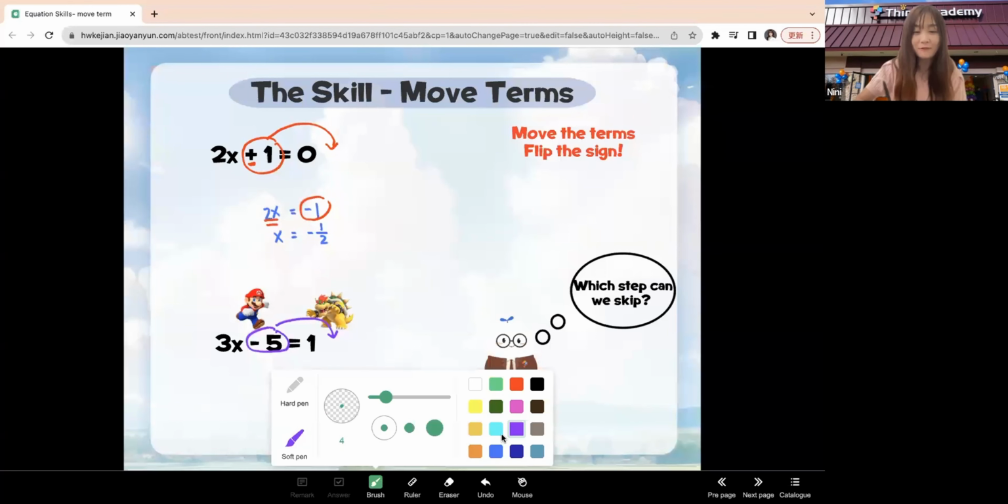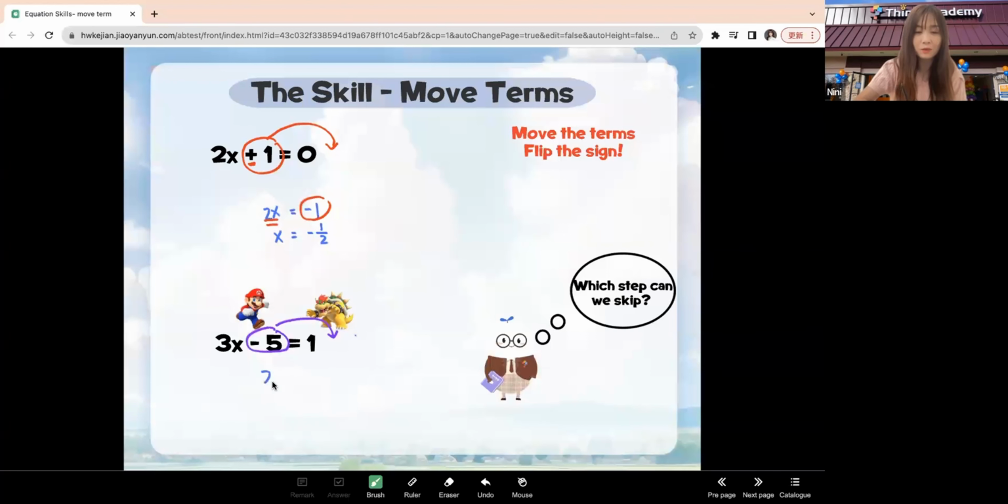Okay, therefore, guys, in future, if you see any terms that you need to move, you can just think about this story. Because negative 5 betrays its original team, it has to change its mind into the opposite sign and become plus 5. So we have 3x on the left and 6 on the right. And we know that the value for x will equal 2. Okay, all right. So this is how we can move the terms. And the key thing is don't forget to flip the sign.